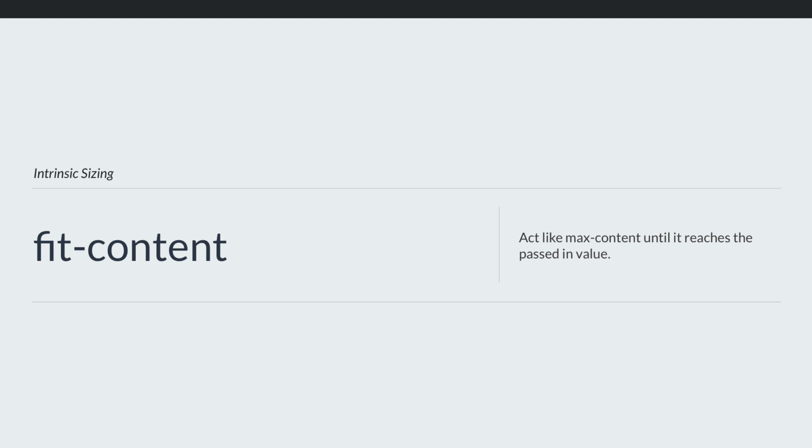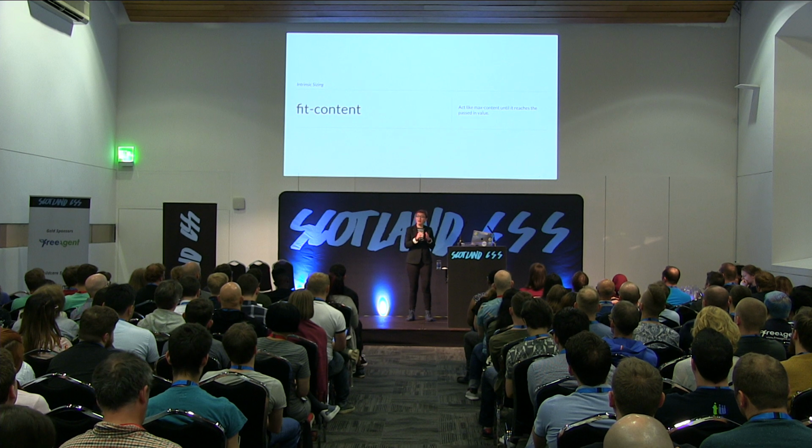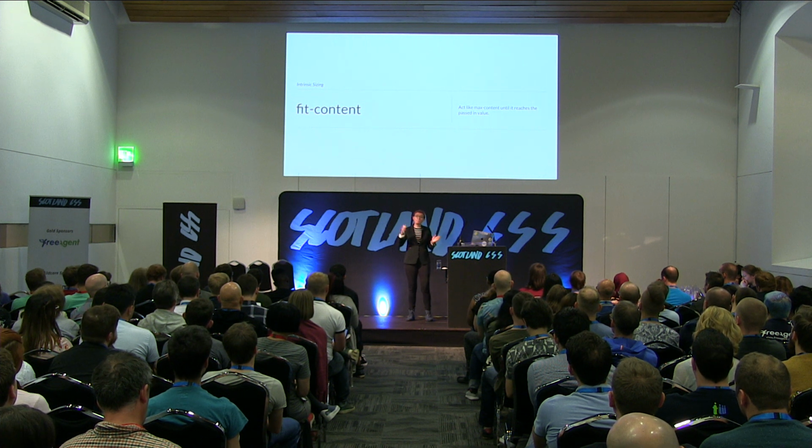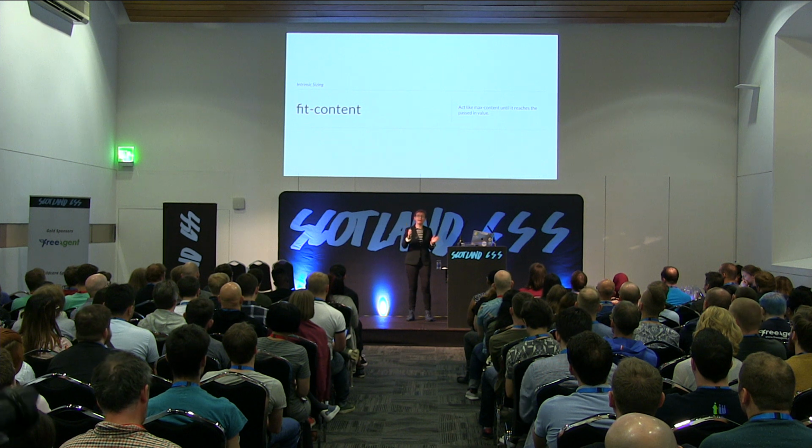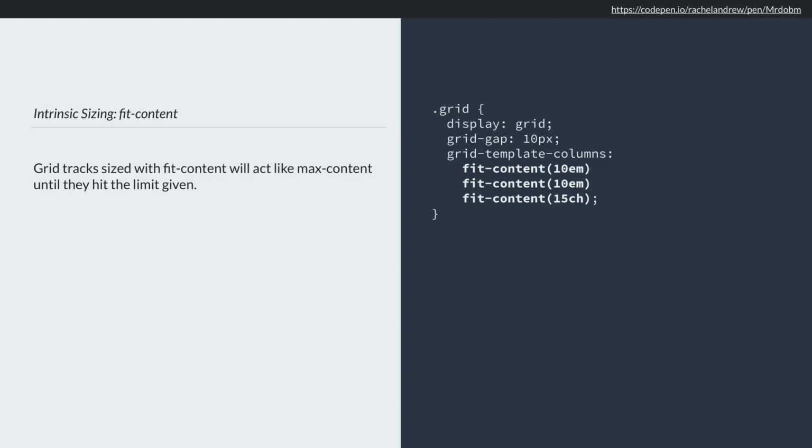And then we have this fit content keyword, which is really interesting because in grid layout, we can use fit content. And what it does is it says, well, I'm going to be like max content. I'm going to get as big as I possibly can, but then you pass in a value and say, but don't get any bigger than that. So I've got 3 tracks here. The first 2 are clamped at 10M. We've got one at 15 CH, which is roughly 15 characters. So we've got these 3 tracks.